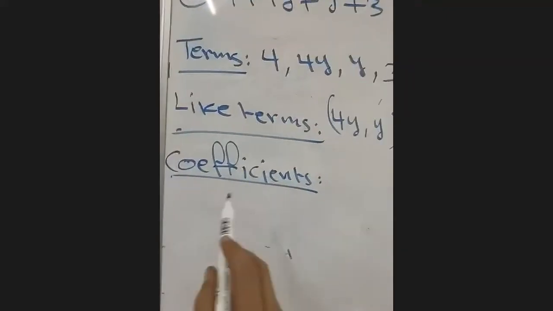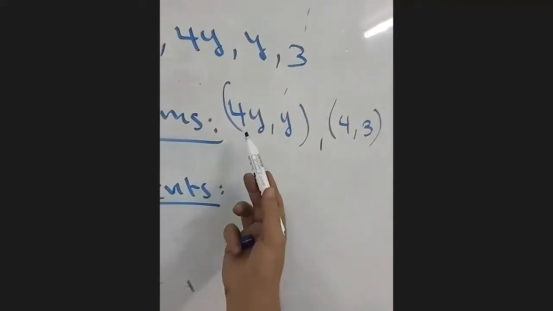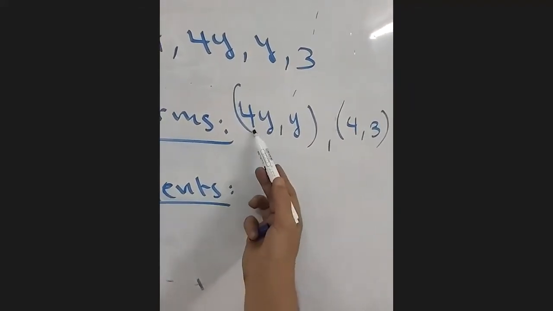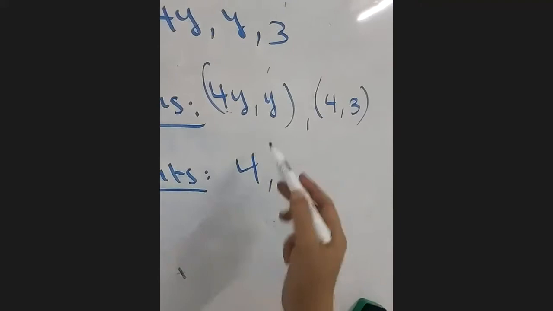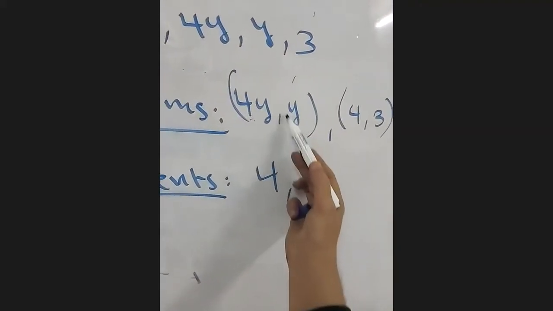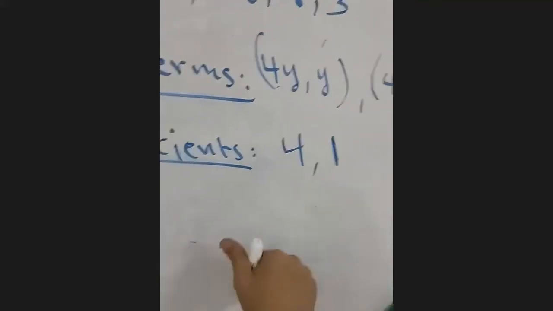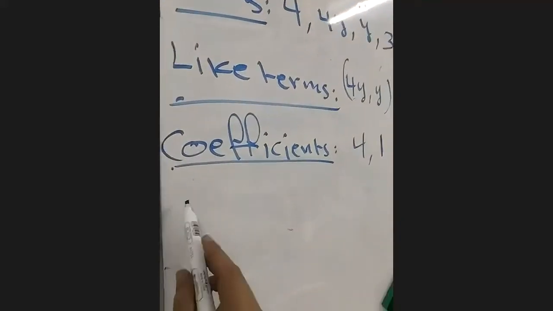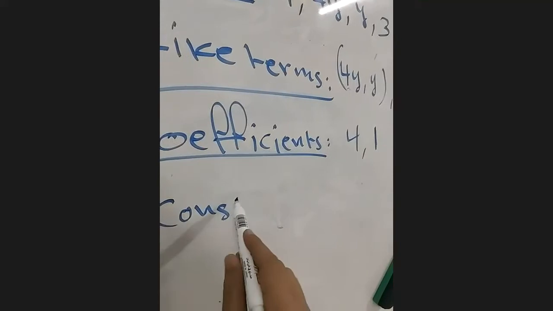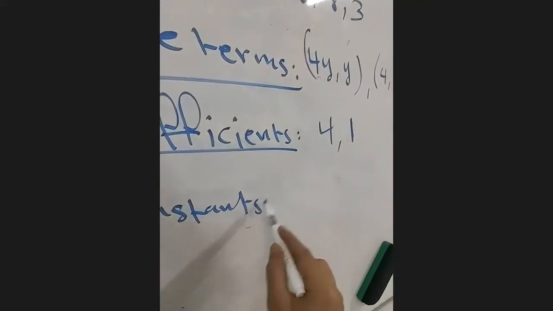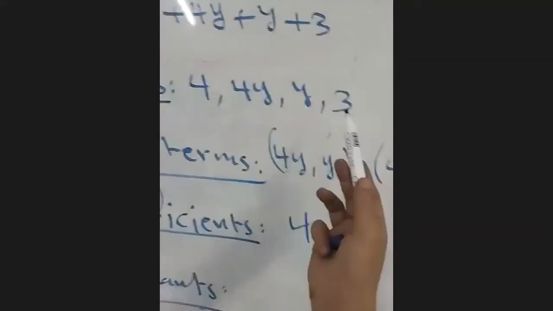The coefficients are the numbers which are beside the variables. 4, and here we don't have a number, so we call it 1. So 4 and 1. Now, what are the constants? The numbers without variables: 3 and 4.